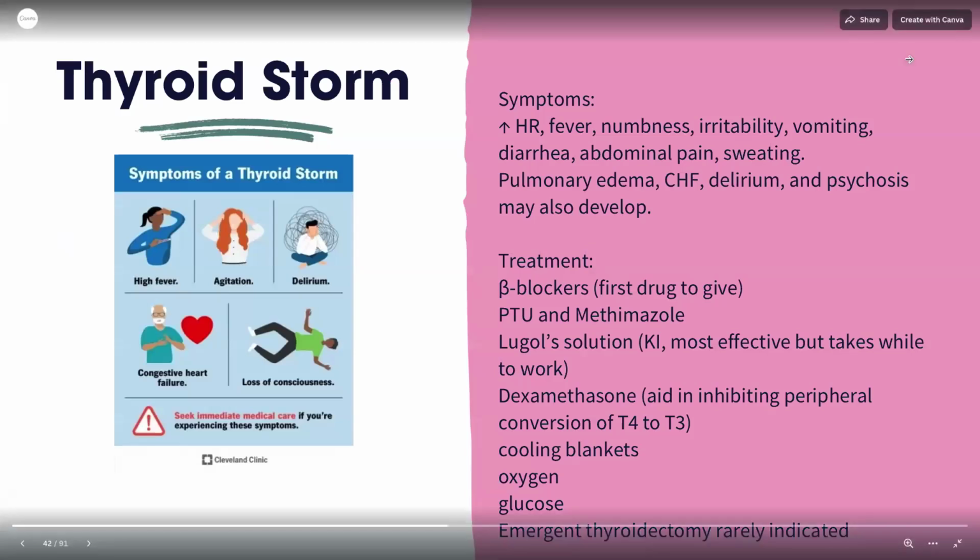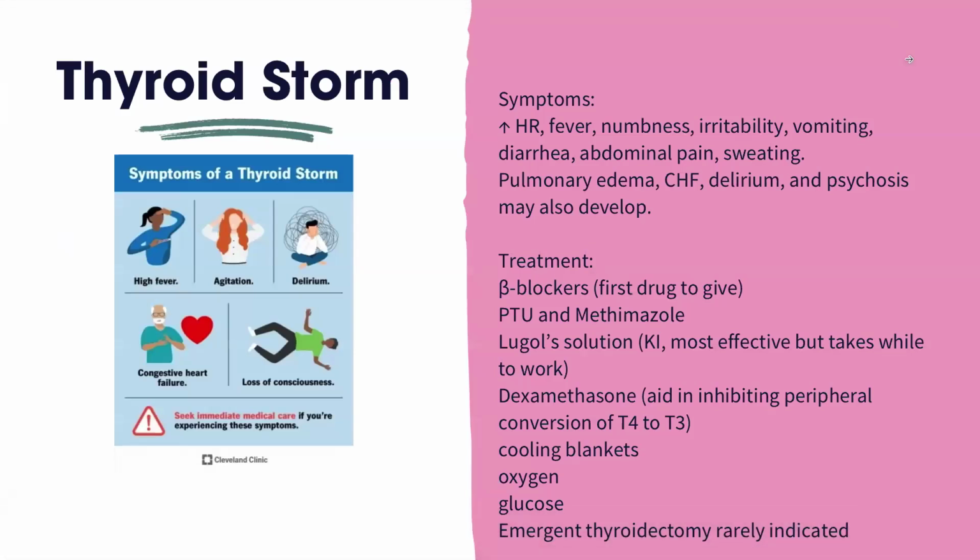Okay, thyroid storm. This is a dangerous constellation that can happen with hyperthyroidism. You'll see tachycardia, fever, irritability, vomiting, diarrhea, pulmonary edema, heart failure. Treatment for this, so beta blockers are important because of that heart failure. You can also give PTU and methimazole. However, they do act slowly, so that shouldn't be your only medication that you give.